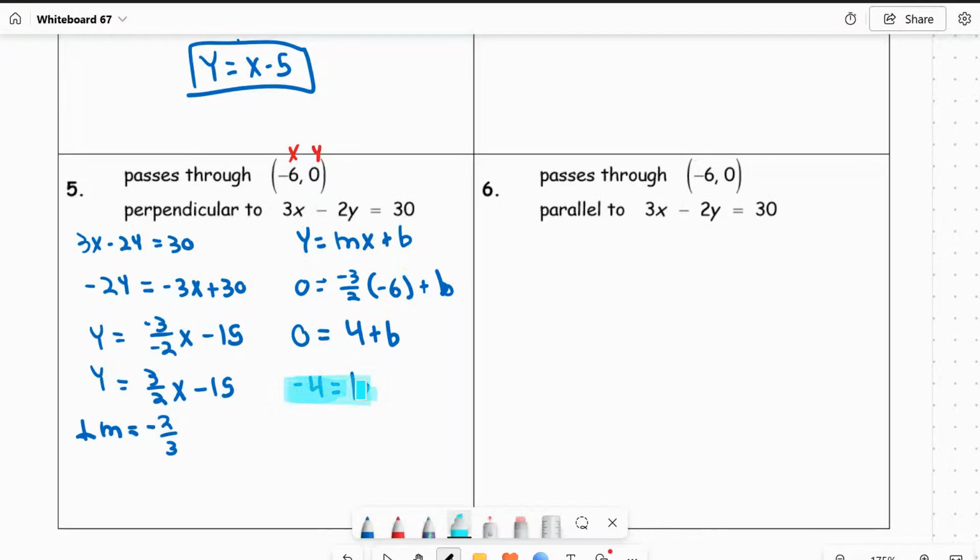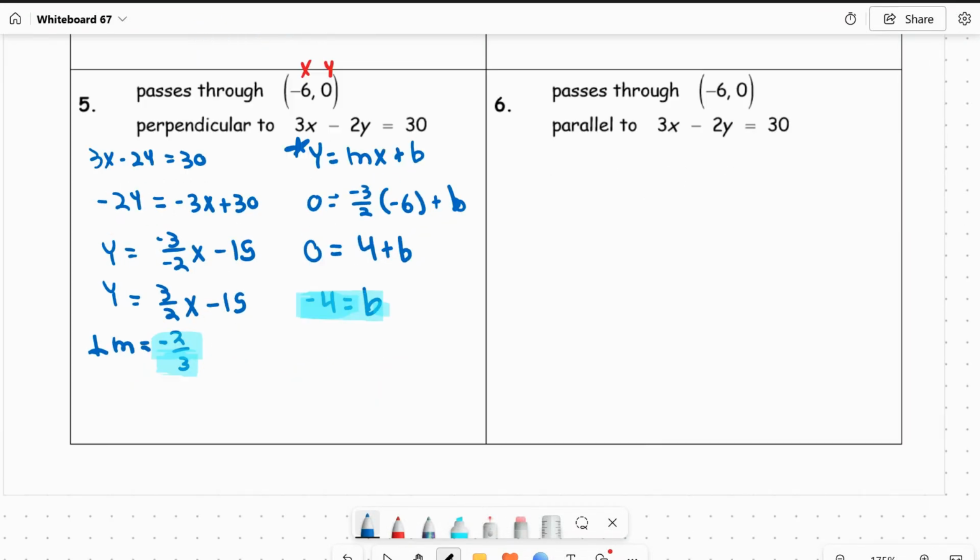So now I've got my y-intercept and I've got my slope. So now I'm going to go back to my slope-intercept form, substitute in these values to make my equation. So this is going to give me y equals negative 2/3 x minus 4. And that's going to be my final answer.